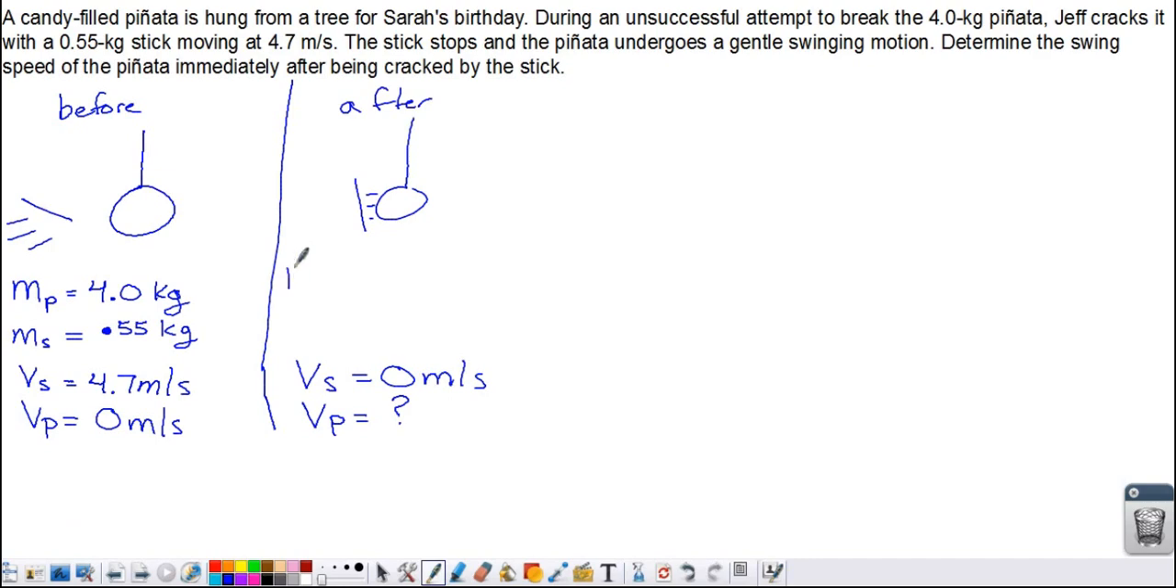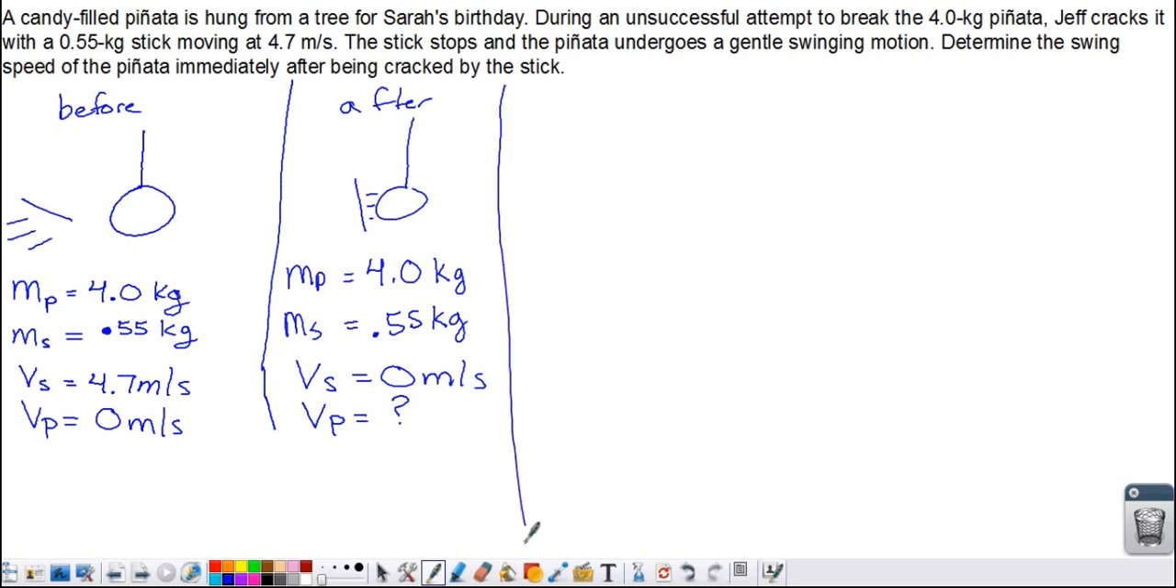Afterwards, I need to know the mass of the piñata and the mass of the stick. Well, they don't change. The mass of the piñata is still going to be 4 kilograms. Didn't break, no candy fell out of it, so it's still 4 kilograms. And the mass of the stick is still going to be 5,500 kilograms. And what we know is that the total momentum before is equal to the total momentum afterwards.